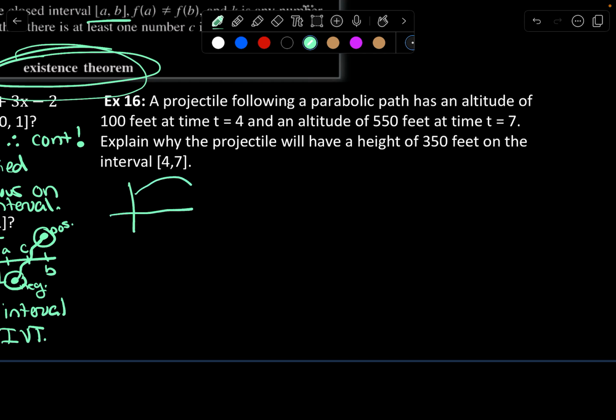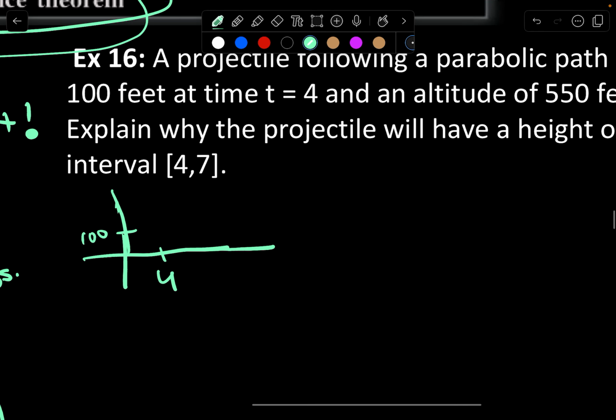So I threw a marker in the air, and then thinking about wind resistance and gravity and all that, it will create a parabolic path. So a projectile following a parabolic path has an altitude of 100 feet at time t equals 0. Let's draw this so we fit their interval. Let's call this t is 4. We'll call this 100. And an altitude of 550 feet at 7. Go here, and it's parabolic. Cool.